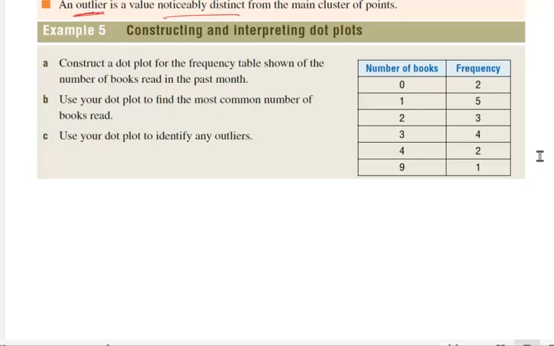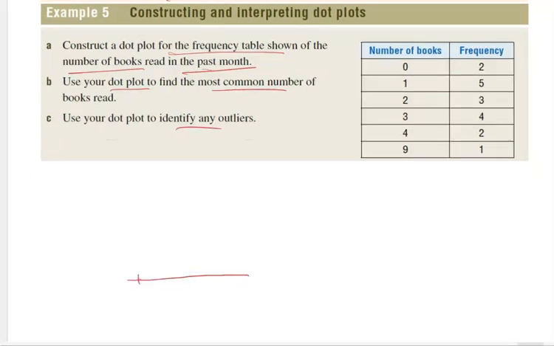Construct a dot plot for the frequency table shown for the number of books read in the past month. How many people read no books at all? That's 2 people. How many people read 1 book? That's 5 people. How many people read 9 books? That's 1 person. So we're going to represent that in a dot plot. For a dot plot, we only need the one axis because it tells us the information, and then we put the frequency of that information above that.